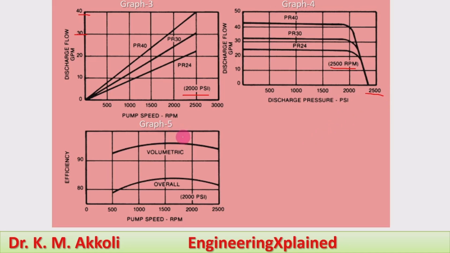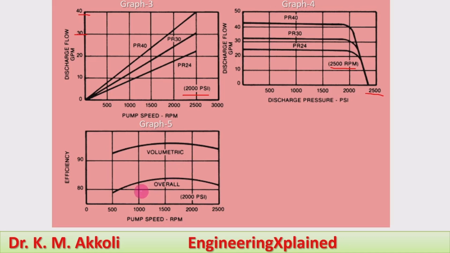Then in graph 5, we are going to compare the pump speed in terms of RPM against the efficiency. First we take the volumetric efficiency, and second the overall efficiency. These two follow a very similar pattern. The volumetric efficiency may be more than 90%, reaching 95% at maximum. It has a lower value at 500 RPM, and it reaches the maximum at 1500 RPM speed.